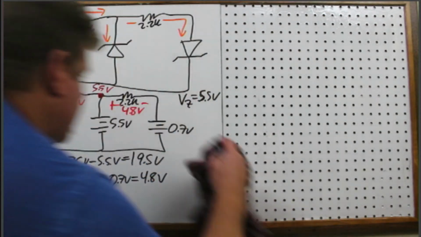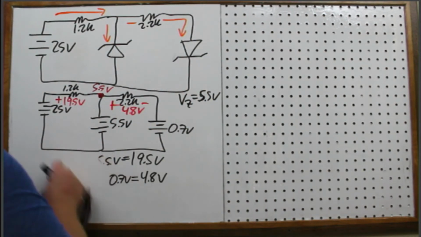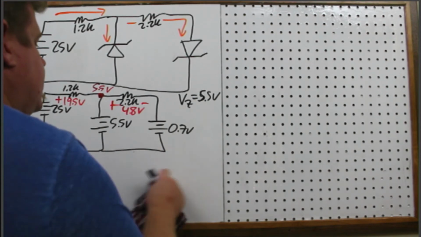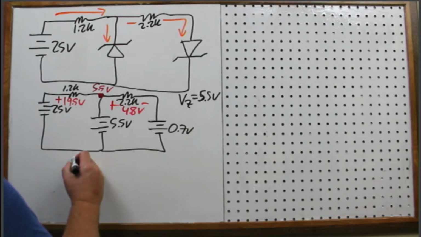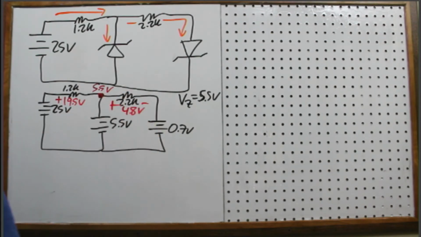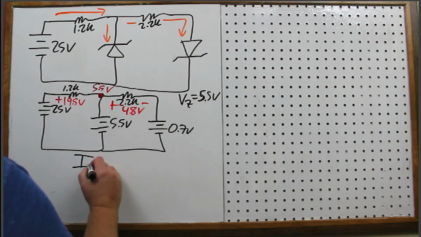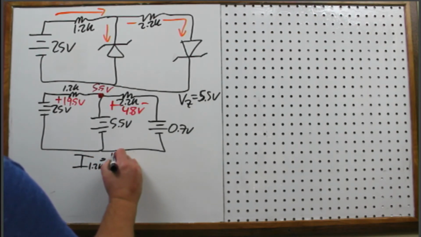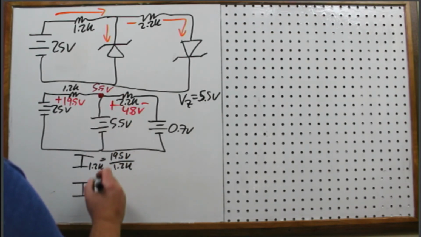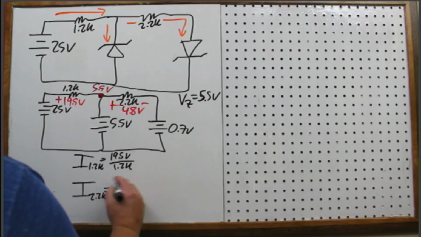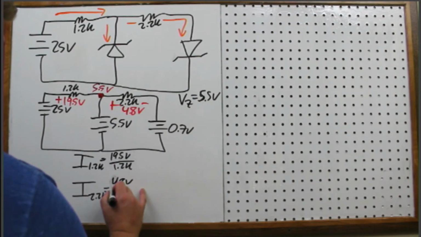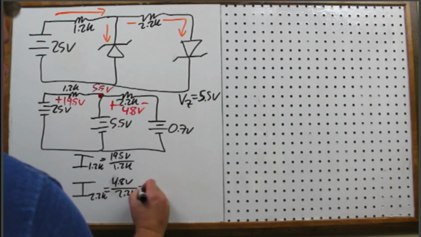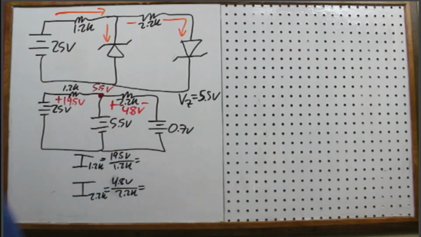All right, so now let's find the currents. Again, I can just use Ohm's law. So let's do that this time. In both cases, because I don't have voltage division to do over here, I can just say the current through the 1.2K is 19.5 volts divided by 1.2K, and the current through the 2.2K is, what did we say? We said it was a 4.8 volt drop, so 4.8 volts divided by 2.2K. So let's see what these are.